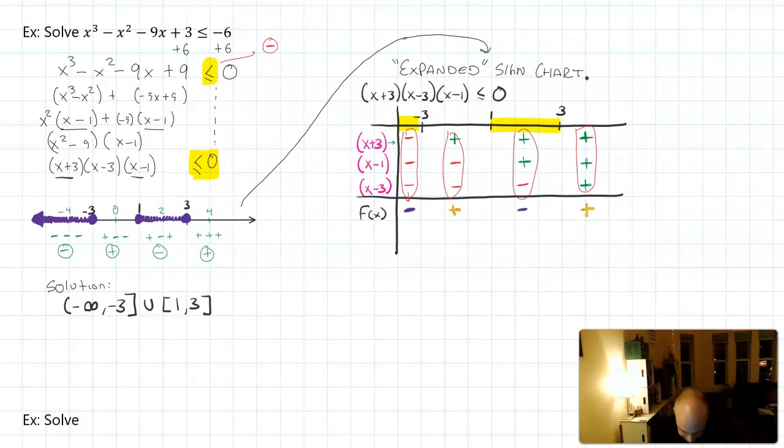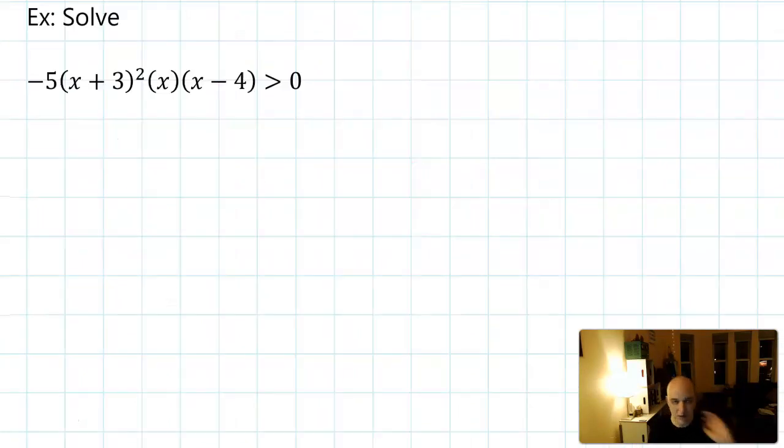It's not so bad. All right, one last problem for this video. It's a little more complicated, but it's already factored for us, which is really nice. One thing to watch out for is that this is a strict inequality, greater than but not equal to 0. So that's going to affect the answer and the type of brackets I use. Just whenever you see that, make a mental note.